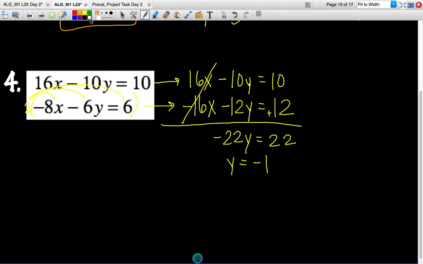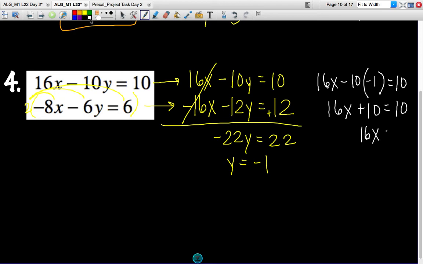Now we will plug this value in to find the other value. So 16x minus 10 times y we just found. Simplify and solve. 16x plus 10, since it's a negative times a negative. Subtract 10, we're left with 16x equals 0. Don't get confused here, we can still keep going. We need to divide by 16 on both sides, and 0 divided by anything is 0. So my solution to this system is 0, negative 1.